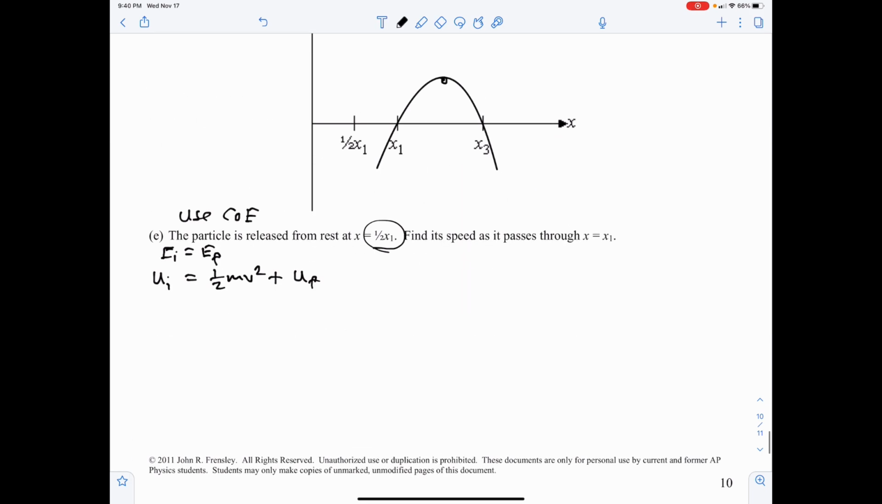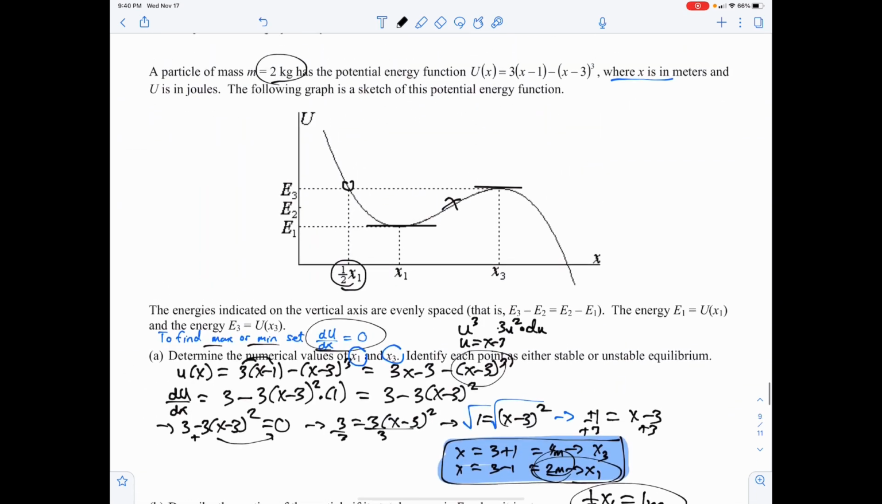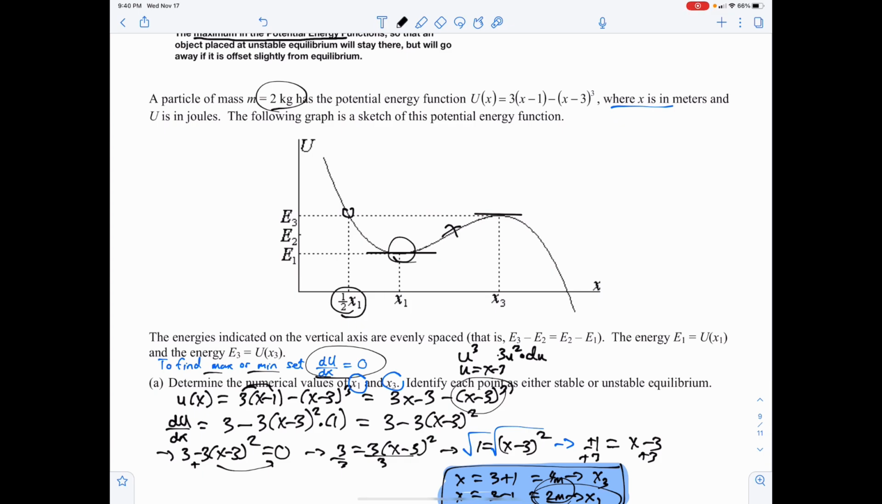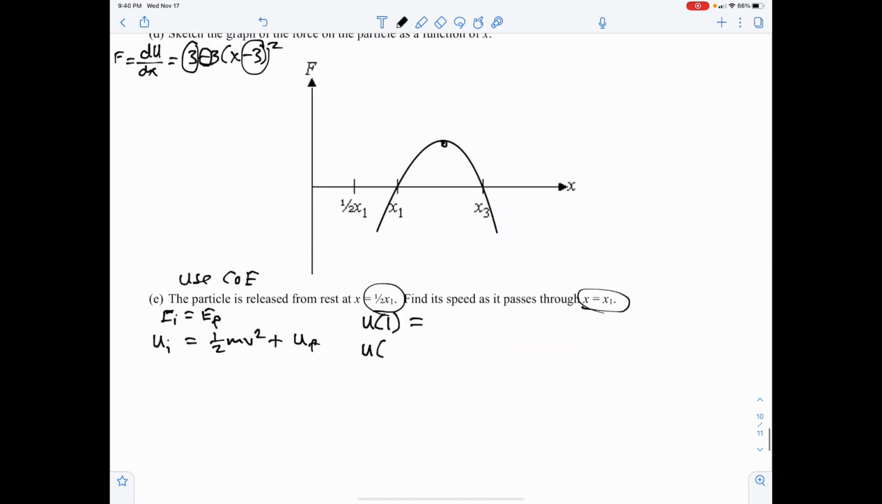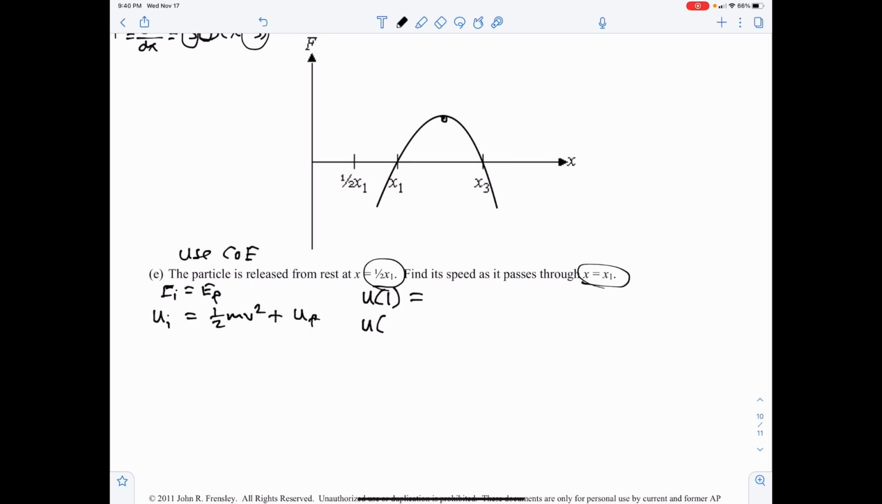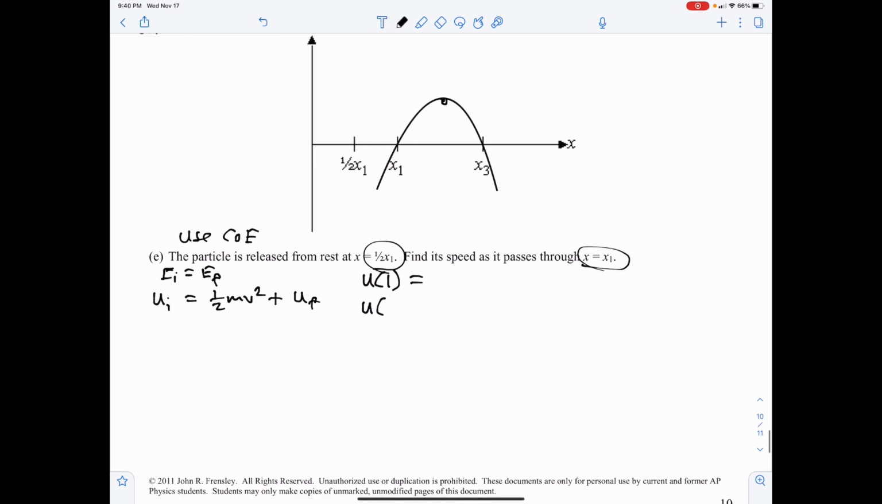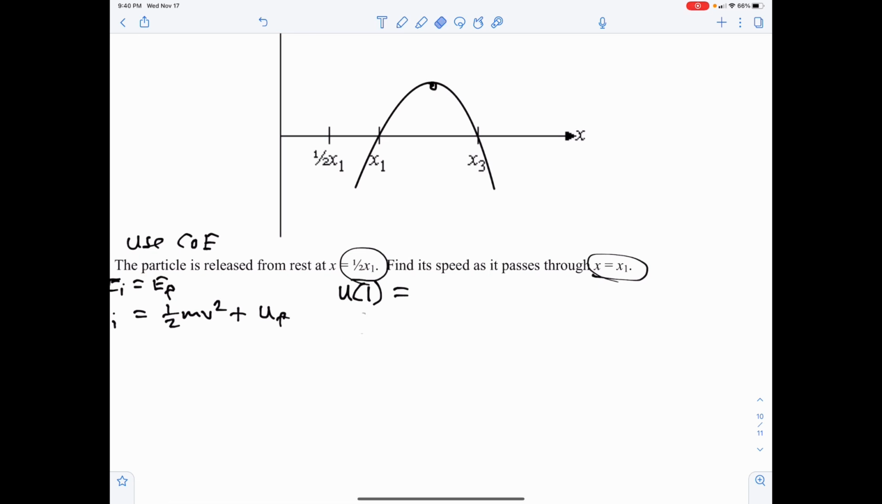So let's evaluate the potential energy function at 1 meter, and then we're going to evaluate the potential energy function as it passes through x1, right here. Okay, so let's evaluate the function at x equals 1, or at 1/2 x1.